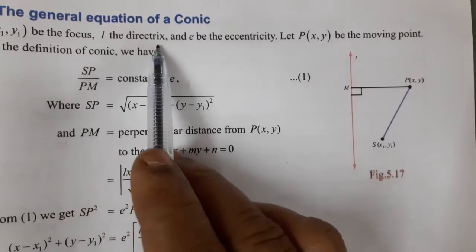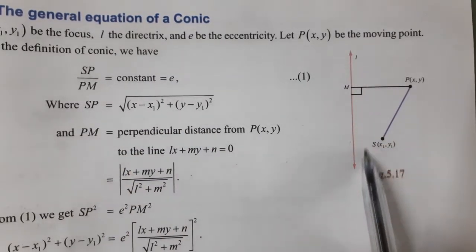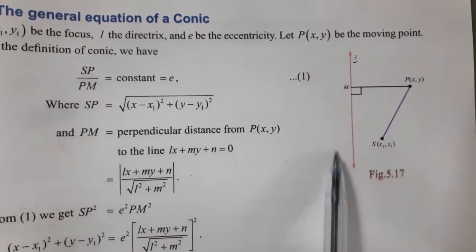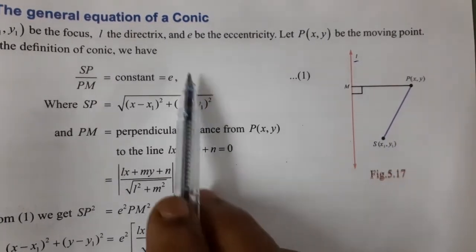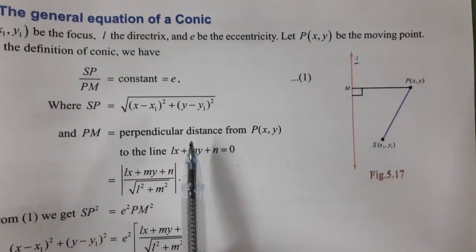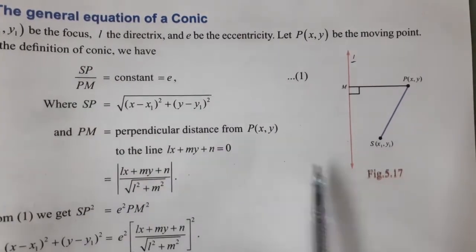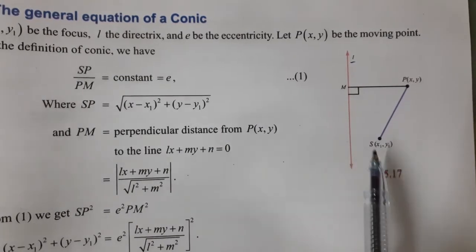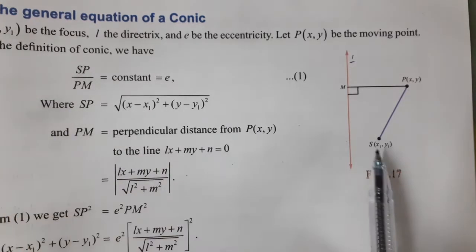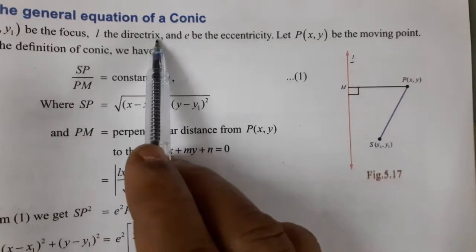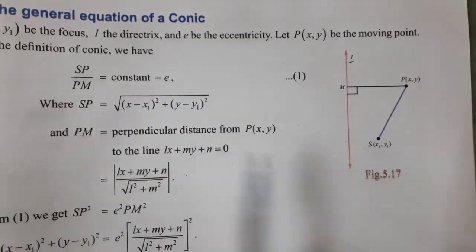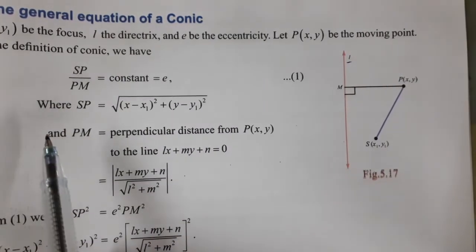Next, L is the directrix. This is the straight line L. L is the directrix. And let E be the eccentricity. See, listen: S is the focus, with coordinates x1 comma y1. We are taking S as the focus, L as the directrix, and E as the eccentricity.